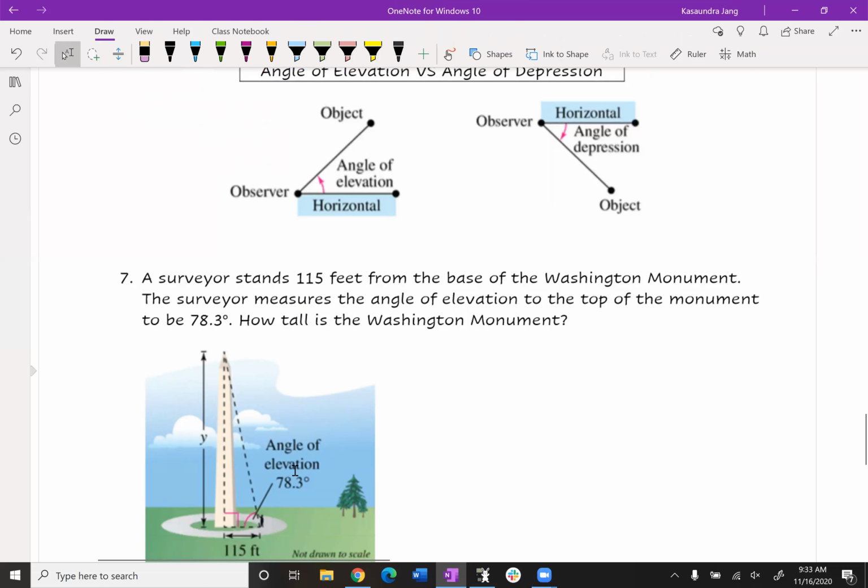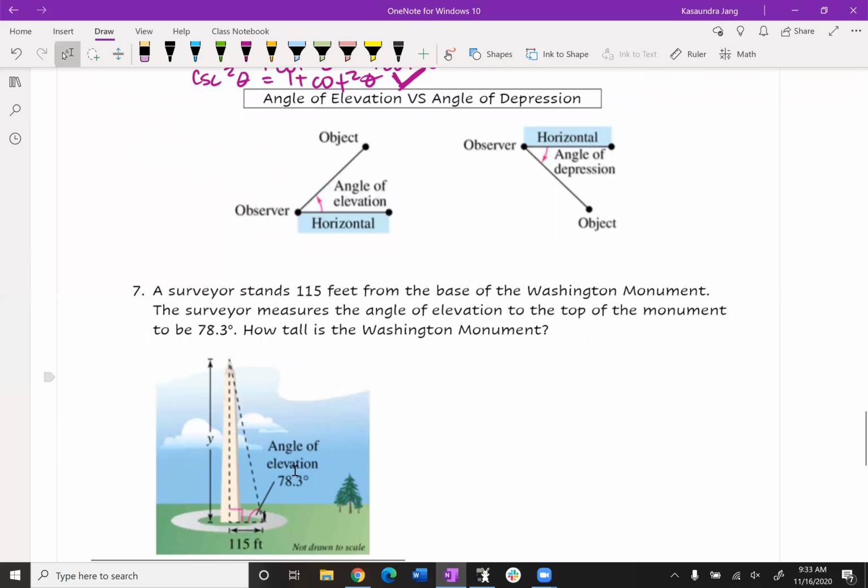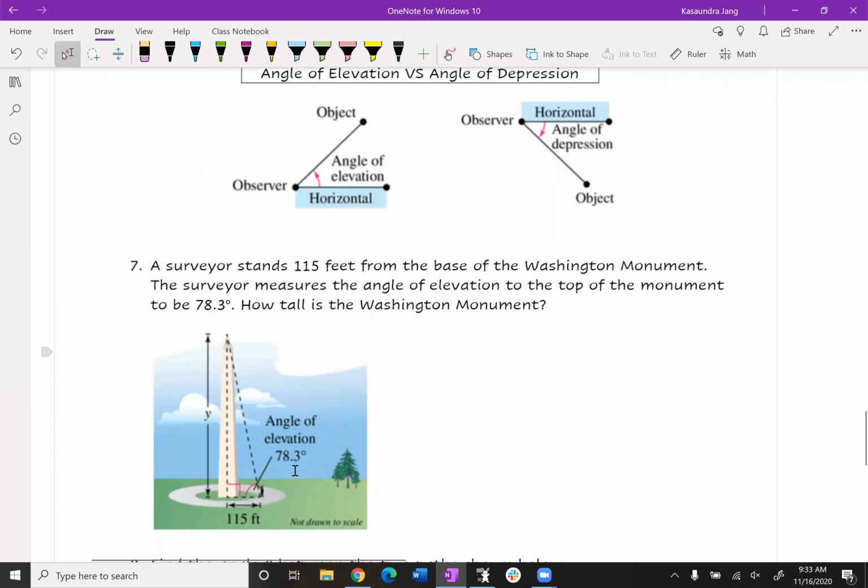So like this one right here: a surveyor stands 100 feet from the base of the Washington Monument. The surveyor measures the angle of elevation to the top of the monument to be 78.3 degrees. So you can see this right here. Angle of elevation goes from this horizontal line, like the ground basically, up to the top of the monument. So here's your angle of elevation. All right, so how tall is the Washington Monument? You've got to find this y right here. You've got to find how tall it is.